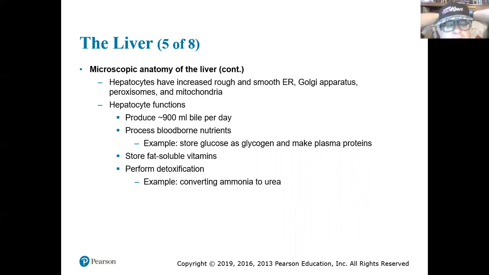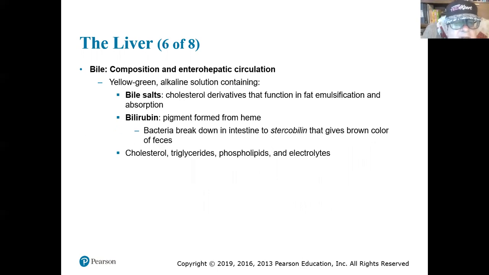They process bloodborne nutrients. So say you have glucose in the blood, they're going to turn that into glycogen. They're going to take amino acids that are coming by and turn them into the plasma proteins, things like albumin, things like, oh God, why can I not think of it? Anyway, but yeah, turn them into plasma proteins. And this will also store the fat-soluble vitamins. That's A, D, E, and K, vitamin A, vitamin D, vitamin E, vitamin K. And they will detoxify chemicals. So like if there's ammonia in that blood that's floating by, they'll turn it into urea, which is less toxic. They'll also try to neutralize alcohol, like I said.